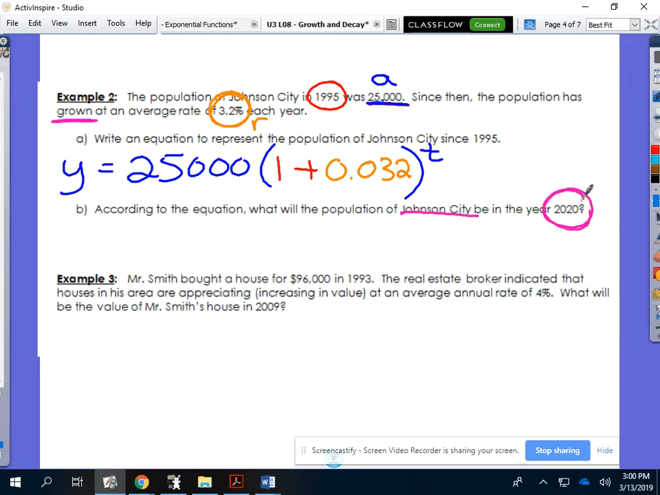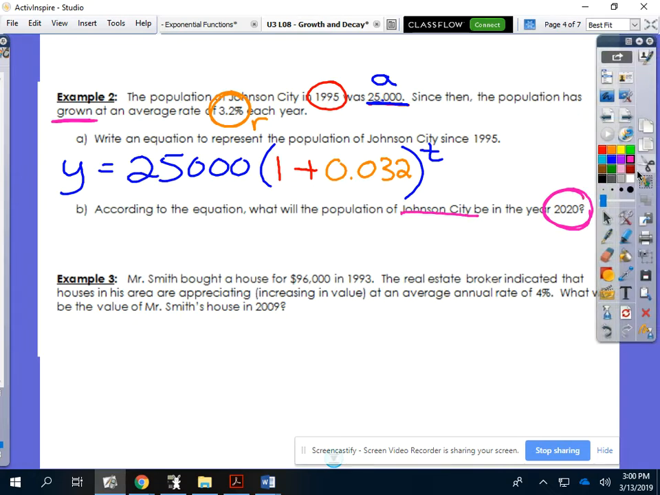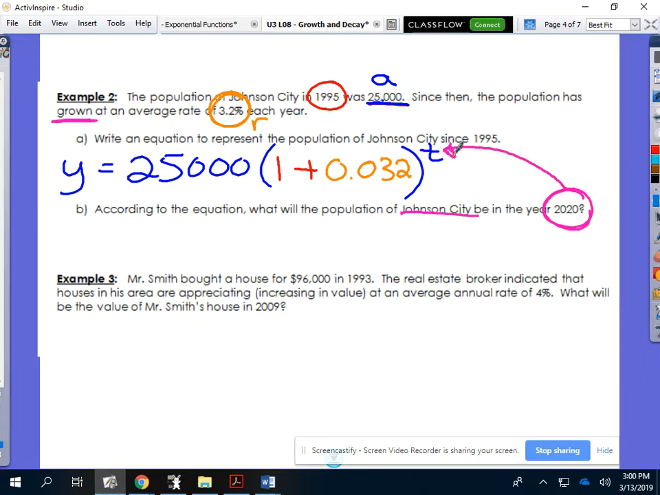Now, I want you to be careful. Do not, for the life of you, take 2020 and plug it in. Very, very wrong. You don't want to just plug in that 2020 because you're saying that it's been 2020 years since the population started. It hasn't been. Think about when we started. This function started back in 1995.